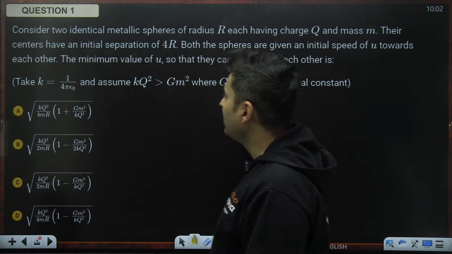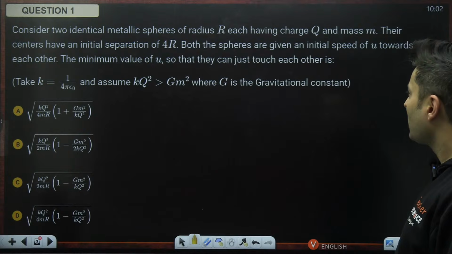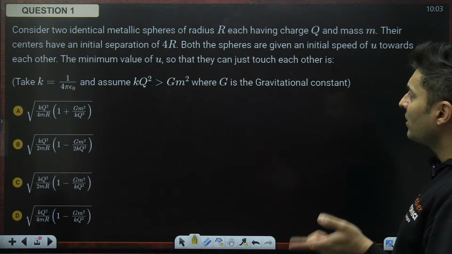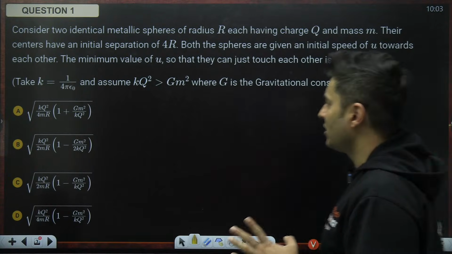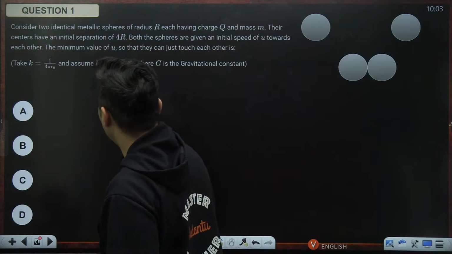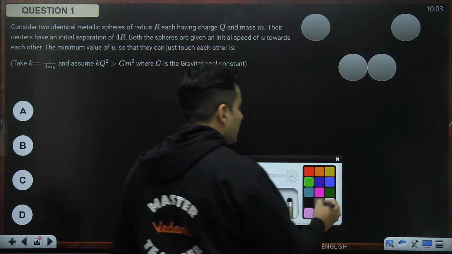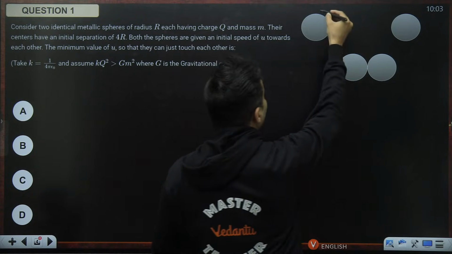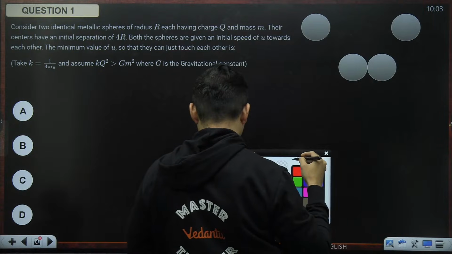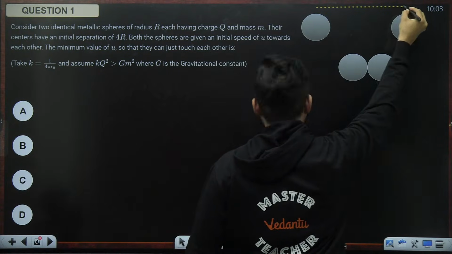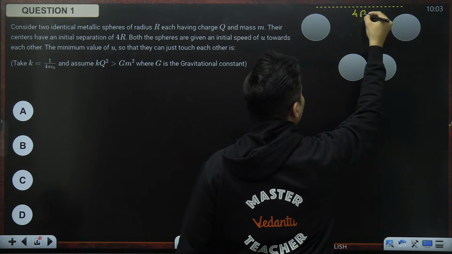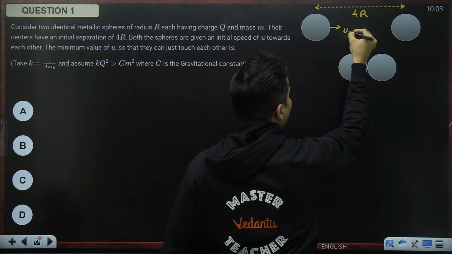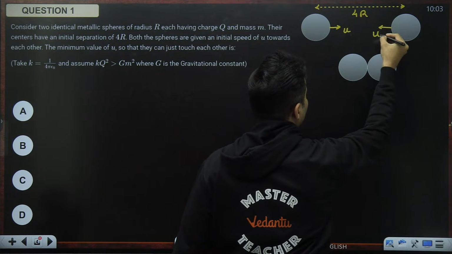So, here's the first question. Consider two identical spheres. Charge is also there, mass is also there, separation is also there. Given initial speed, the minimum speed so that they can touch each other. So, I have just drawn a diagram. See guys, their initial separation is given to me, and that is 4r. Masses, charge, everything given. This has a speed u. This has basically a speed u.